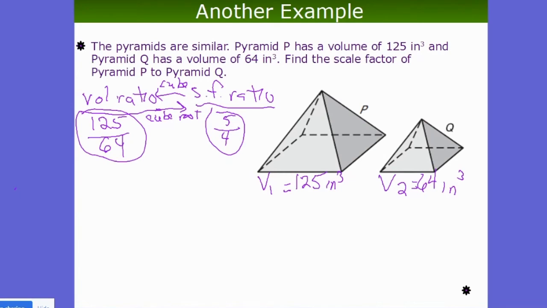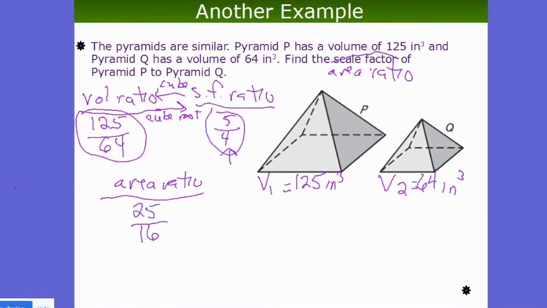Now, one thing I would like to point out is this could have said find, instead of scale factor ratio, it could have said find the area ratio. And if it had done that, I think the easiest way to get there is first do exactly what we just did, which is find the scale factor ratio. And then remember that the area ratio is the square of that guy. So that would be 25 over 16. There are ways to go directly from volume to area.